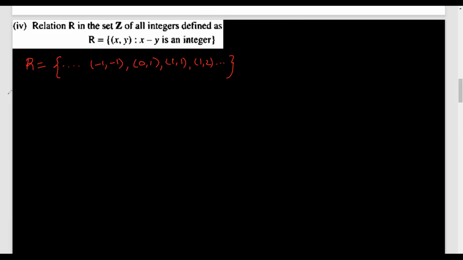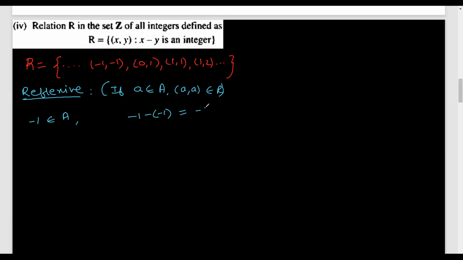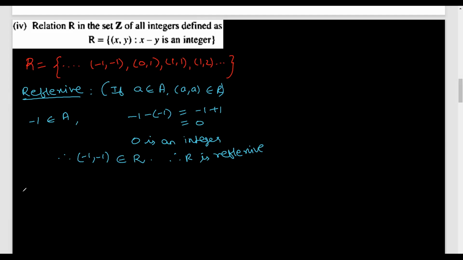And next we have the reflexive relation, as we have if a belongs to the set A, then (a, a) belongs to R. Here we'll take -1 belongs to the set A. So -1 minus of -1 will be equal to 0. So 0 is an integer. Therefore, (-1,-1) belongs to R. Therefore, R is reflexive.